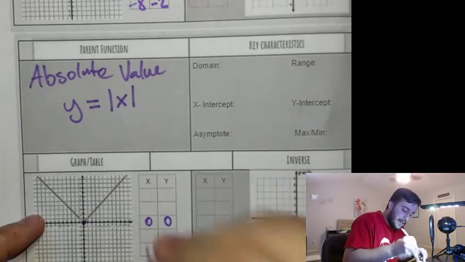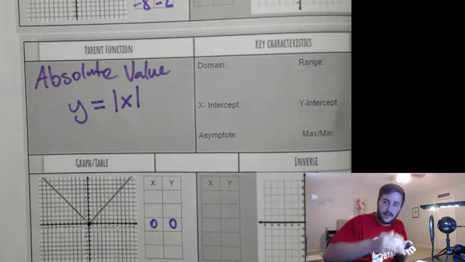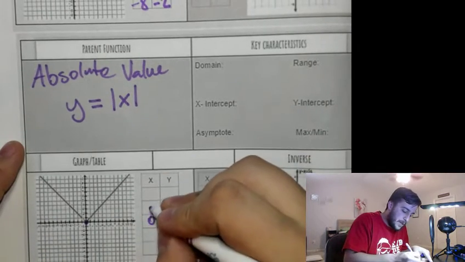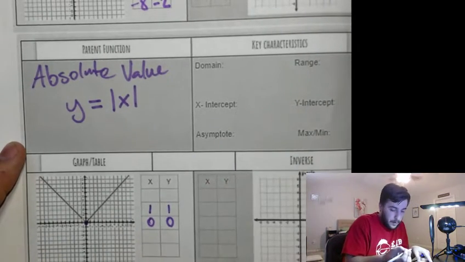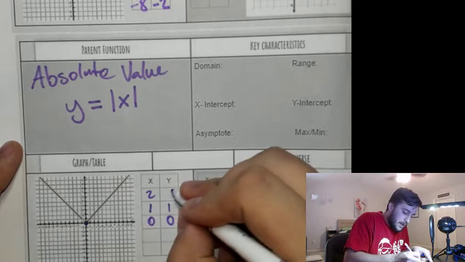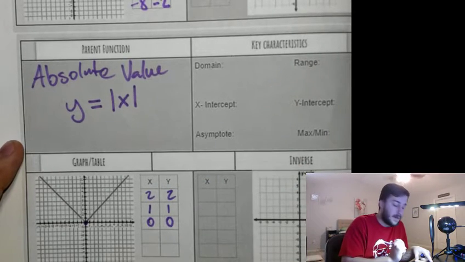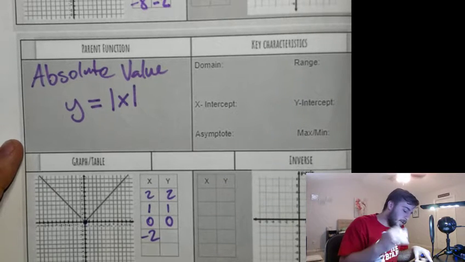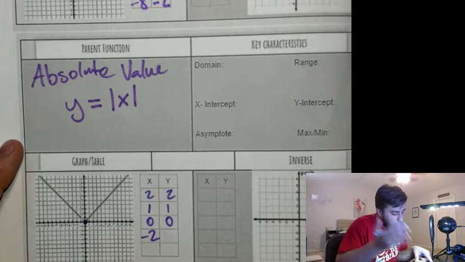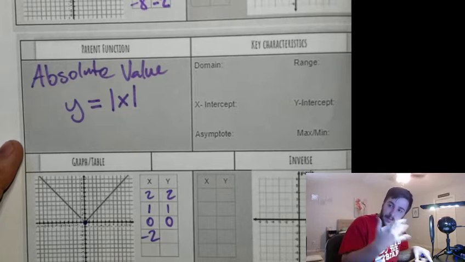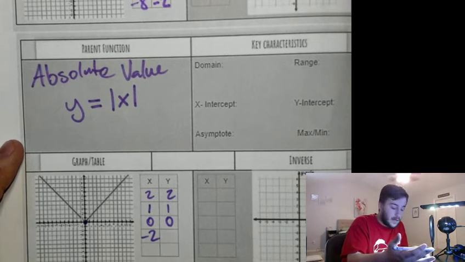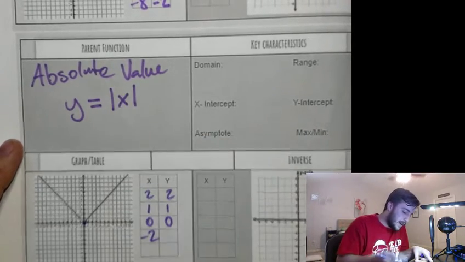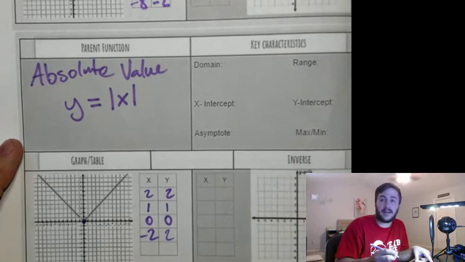That's a really common thing, that these parent functions go through the origin. As we get away from the origin, we get 1, 1. We keep going. We get 2, 2. Not very exciting. We go to the negatives, though. Negative 2. Again, the whole point of the absolute value function is if you put something negative in there, it gives you the positive out. So if I put a negative 2 into the absolute value, I get a positive 2 back.